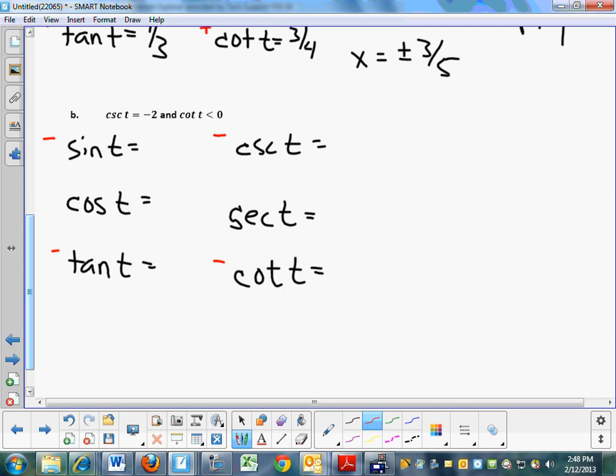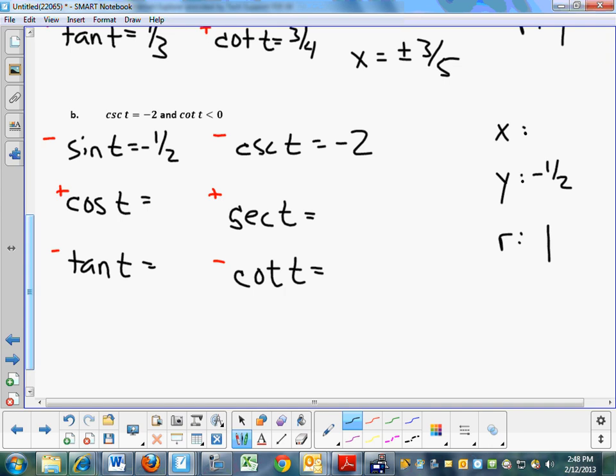So cosine is x over r. Is cosine going to be positive or negative in the fourth quadrant? Positive, so I know I'm going to have that. Cosecant's negative 2. If cosecant's negative 2, what sign? Negative 1/2. Let's list them off. X, Y, R. Y is negative 1/2. R is 1.